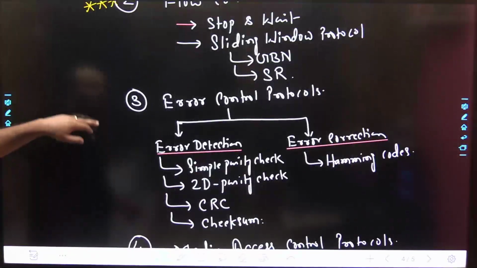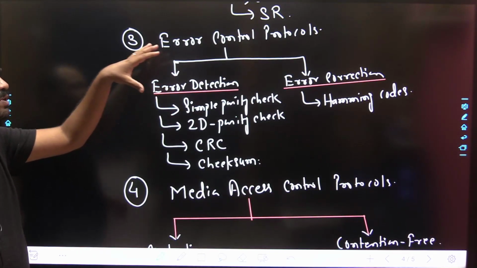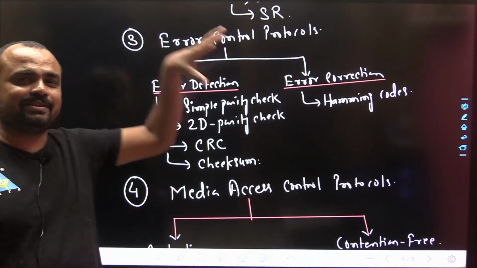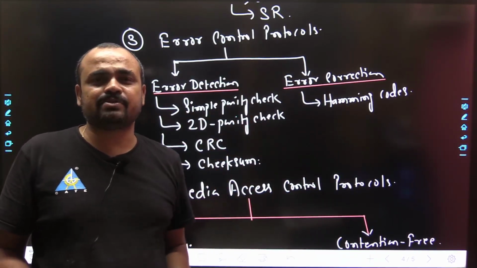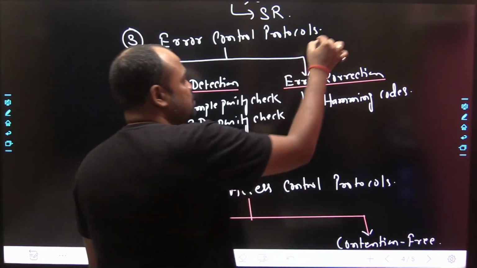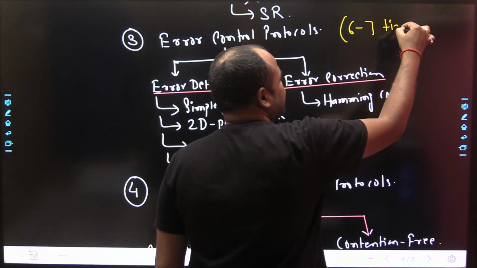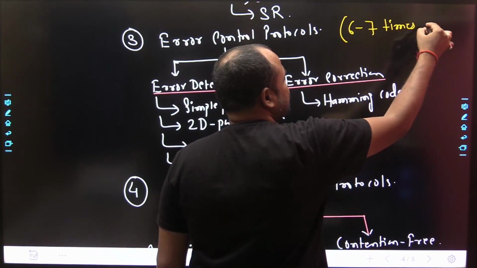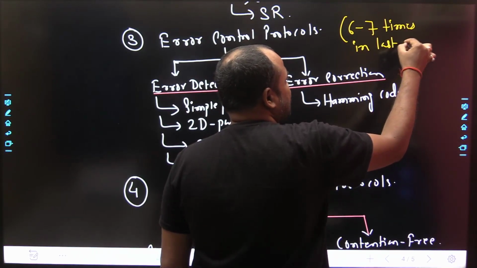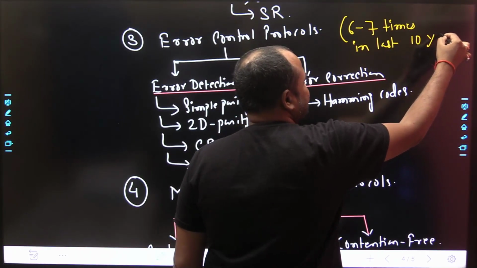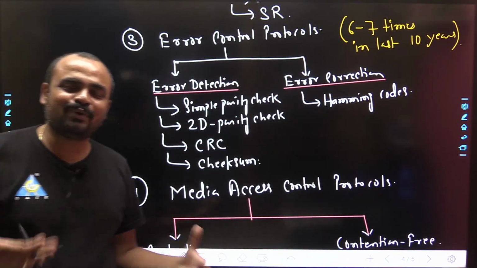Now let's come to the error control protocol. From this topic, once you look at the previous 10 years, the last 10 years' question papers, almost 6 to 7 times a question has been asked. So you can write over here: 6 to 7 times in the last 10 years. So what are you feeling over here?